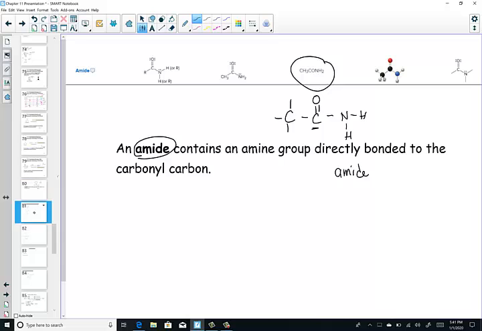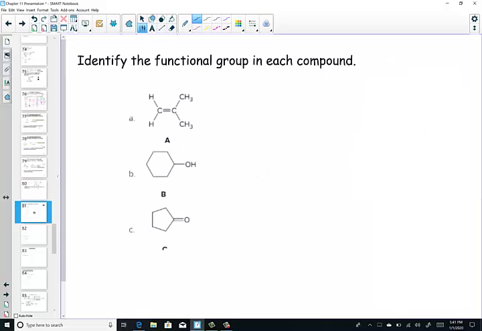Are you ready to practice? Let's practice recognizing the functional groups. This is the top of page 19 now in our notes. What do you see?